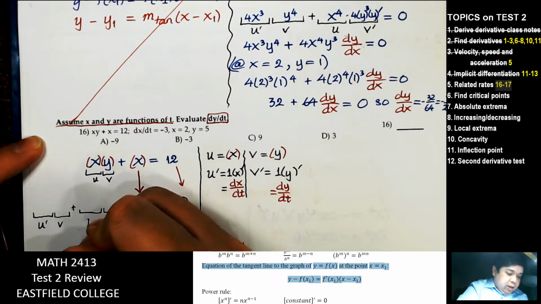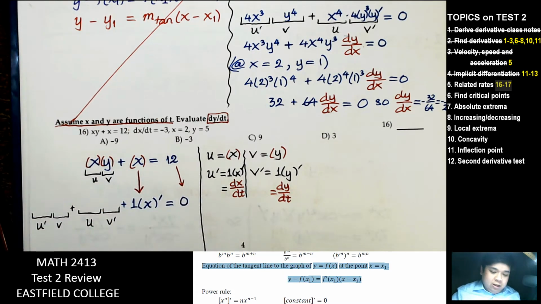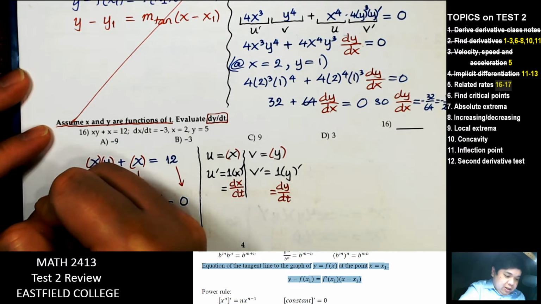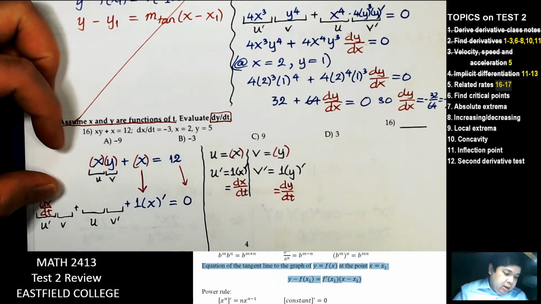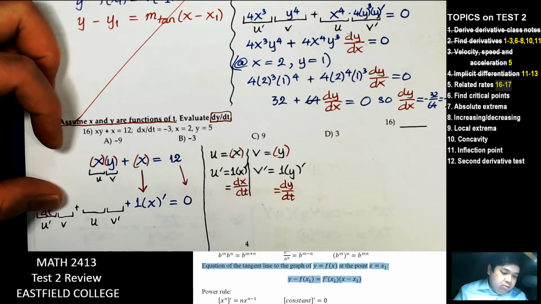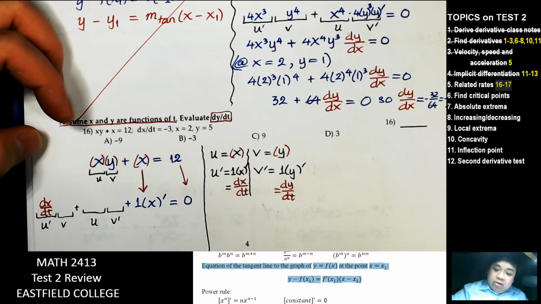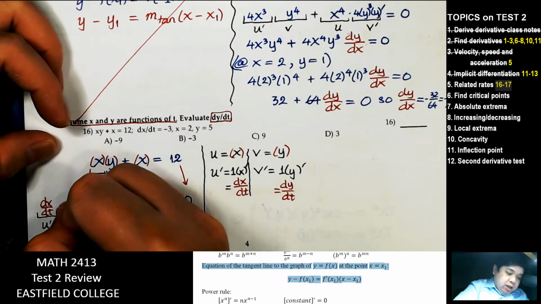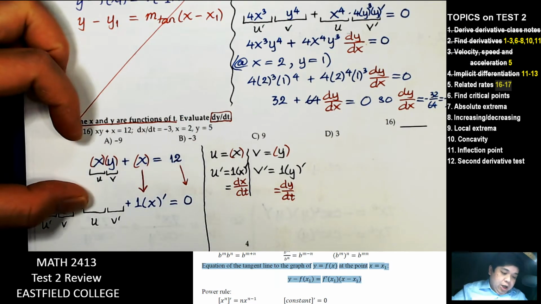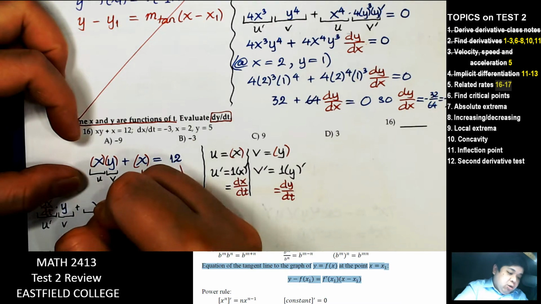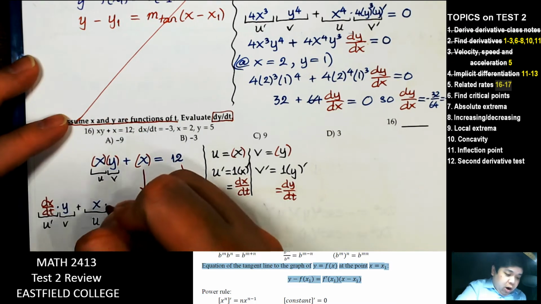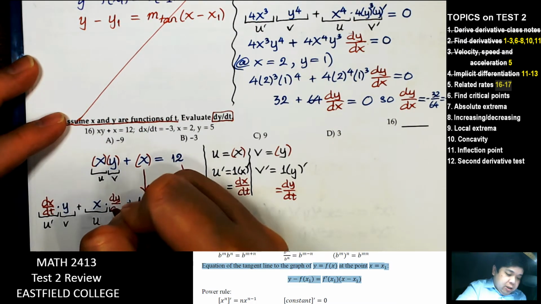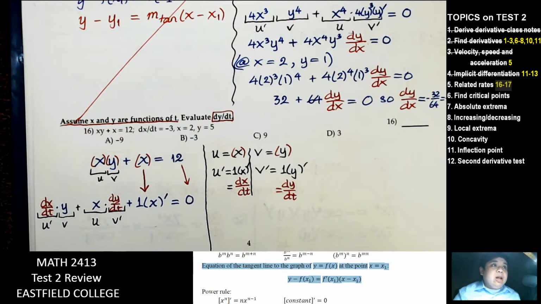u prime v plus u v prime, u prime is dx over dt. v will be just a y here. We're not taking the derivative, so we just have y there. u will be just x, again not the derivative, so we choose x. The derivative of v is dy over dt. Right, so that's what we have.